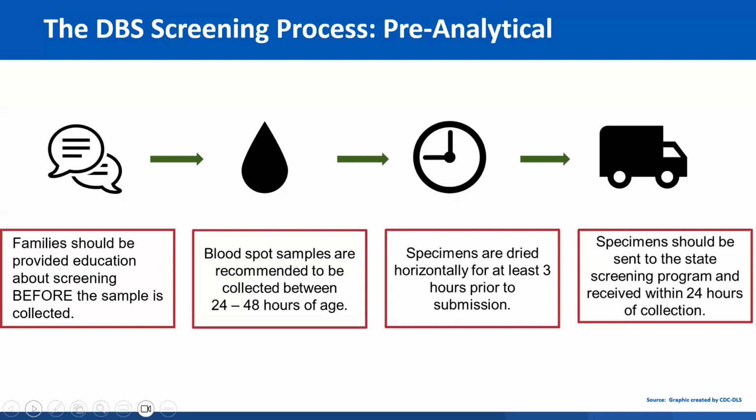Next slide. The next 3 slides dive a little into the newborn screening dry blood spot screening processes in a little more detail to illustrate various parts of the system. Looking at pre-analytical parts of the process, families should be provided education about screening before the sample is collected. Blood samples should be collected between 24 and 48 hours of birth. These samples need to be dried for at least 3 hours. Specimens should be then sent to the newborn screening program within 24 hours of collection. Next slide.